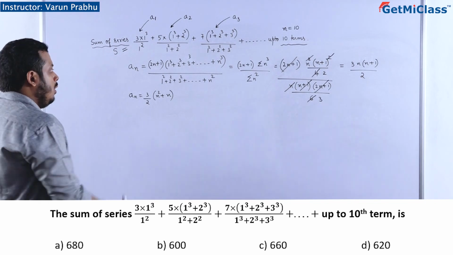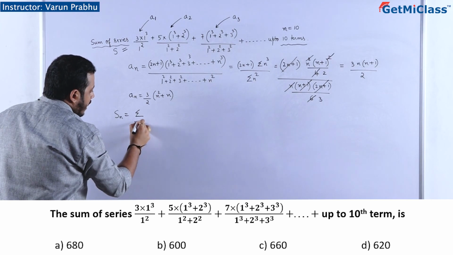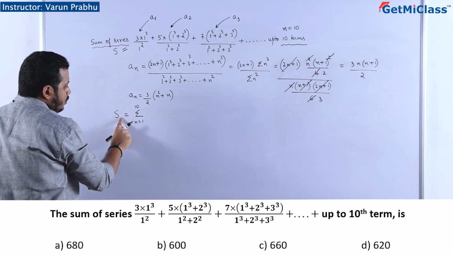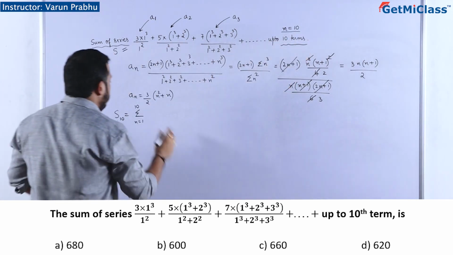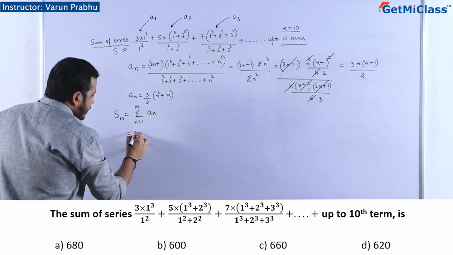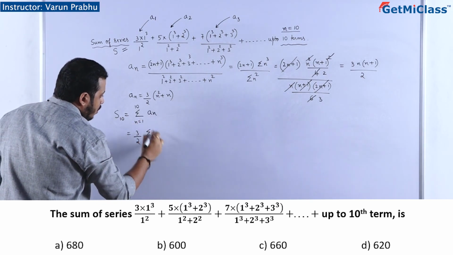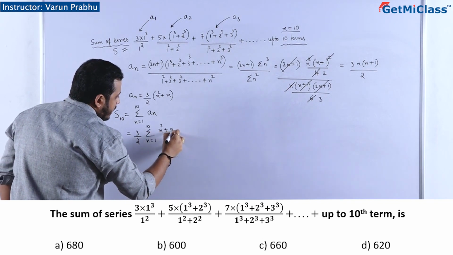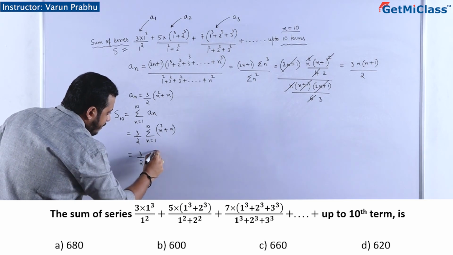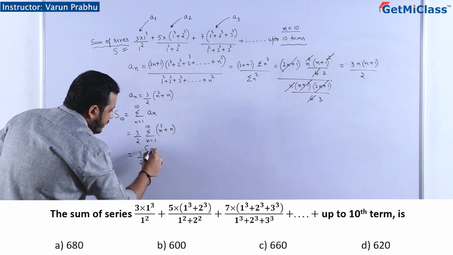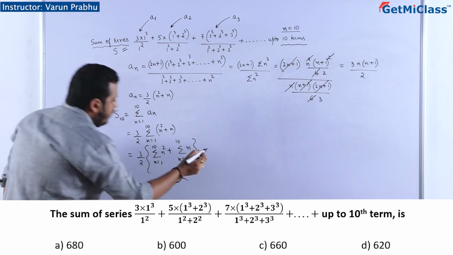The question is now asking you to calculate the sum up to 10 terms. So Sn will be summation n is equal to 1 to 10, because now the question wants you to calculate up to 10 terms, right? S10, up to 10 terms here, n is equal to 10, of an. So I can say 3 by 2 remains outside because it is not affected by the nth term here. Sigma n is equal to 1 to 10 of n square plus n. So I can write this is nothing but 3 divided by 2 times sigma n is equal to 1 to 10 of n square plus sigma n is equal to 1 to 10 of n.